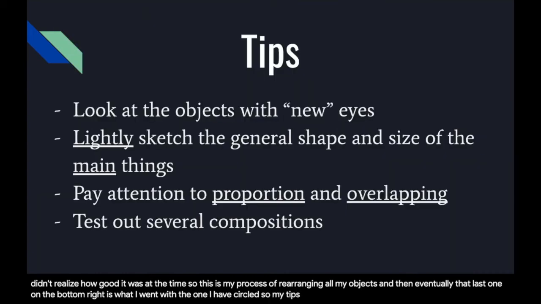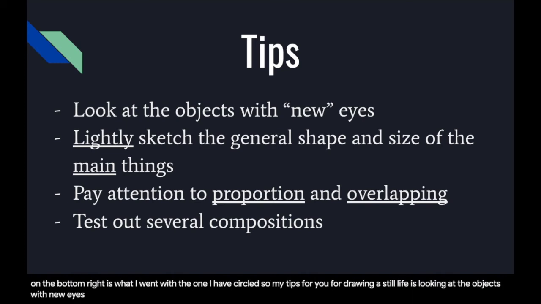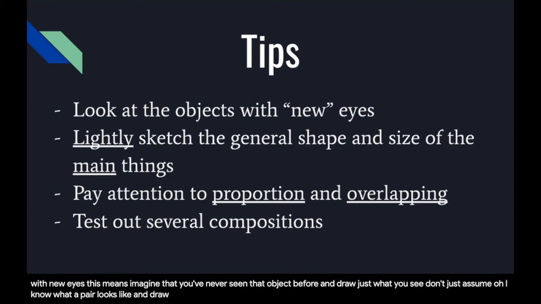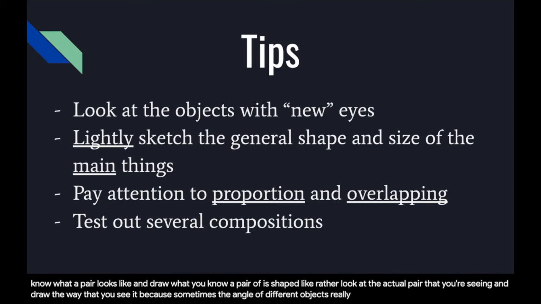So my tips for you for drawing a still life is looking at the objects with new eyes. This means imagine that you've never seen that object before and draw just what you see. Don't just assume, oh, I know what a pear looks like, and draw what you know a pear is shaped like. Rather, look at the actual pear that you're seeing and draw the way that you see it. Because sometimes the angle of different objects really affects how it looks.